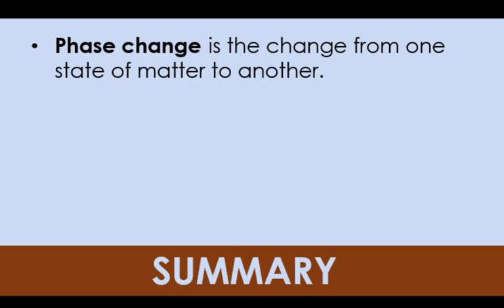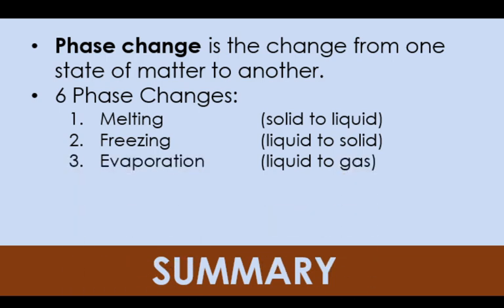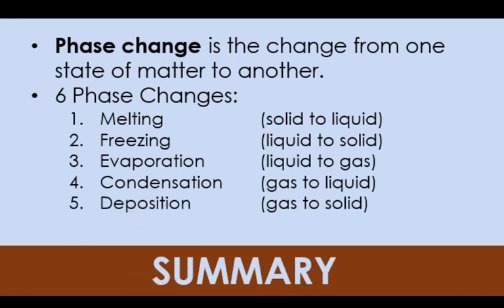Now, to wrap things up, in this video lesson, you have learned that phase change is the change from one state of matter to another. And there are 6 phase changes. We have melting, which is the change from solid to liquid; freezing, which is the change from liquid to solid; evaporation, from liquid to gas; condensation, from gas to liquid; deposition, from gas to solid without passing through the liquid phase; and sublimation, which is a change from solid to gas without passing through the liquid phase.